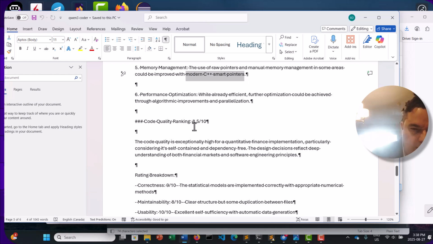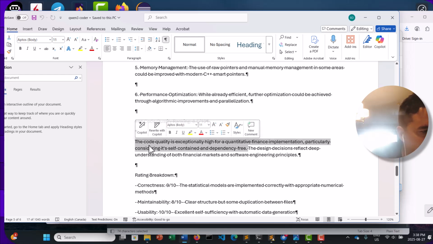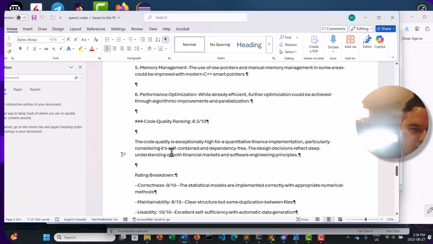Quality code is exceptional. So we got here at 8.5 out of 10. Thank you very much. High for quantitative finance implementation, particularly considering it's self-contained and dependency free. This is important to know. If you're one of these garage quants, as one of the leading top quant researchers would refer to you, to make that kind of statement and be able to be a high quality coder, unless you're some kind of genius, you probably wouldn't achieve this type of score and comment from a coding analysis. But to get 8.5, that's pretty good at where we're at because of these advanced AI LLMs.